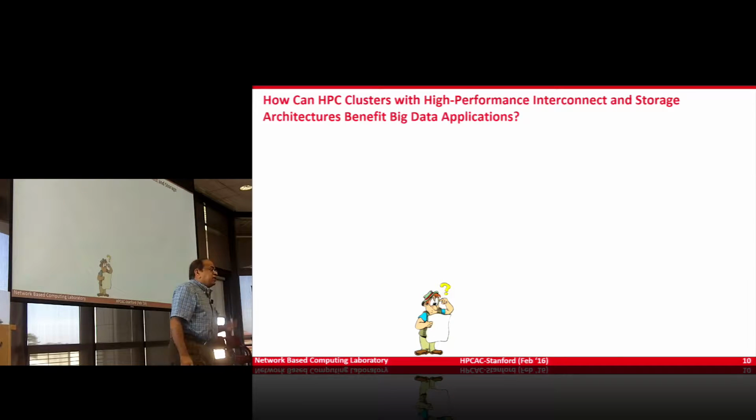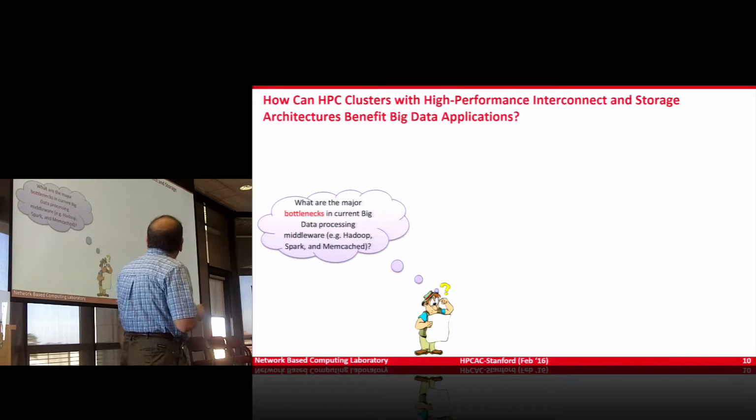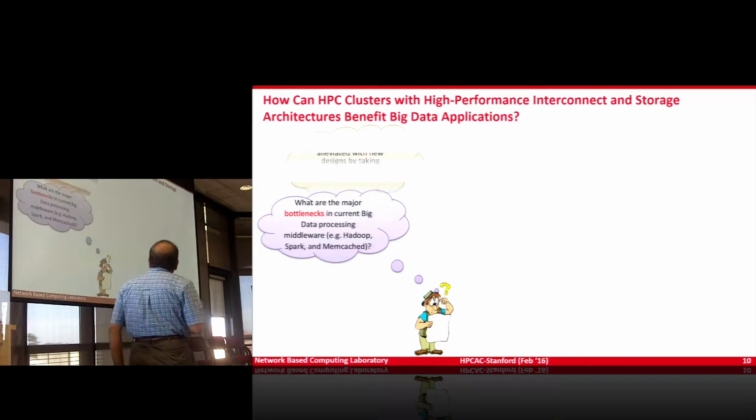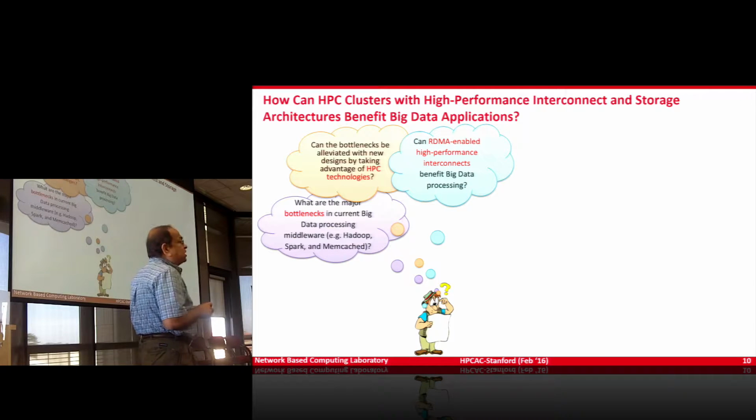So in that context, people have been asking a lot of questions, and we also asked similar questions a few years back based on our experience with the MapReduce project, which I indicated yesterday, on which we have been working for 15 years. We started asking: if big data is becoming very common, what are the bottlenecks in doing this kind of processing in the Hadoop stack or Spark or Memcached? Can these bottlenecks be alleviated by taking advantage of HPC technologies? And especially, can RDMA-based operations be used here?